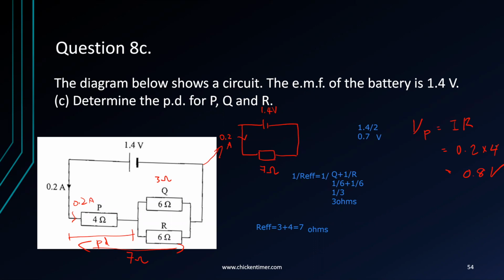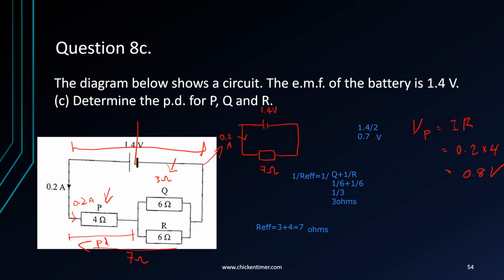Then you can't do 1.4 split into 2, because this resistance and this resistance here are not equal. You get what I mean? You can only do 1.4 divided by 2 if you see that on the left side and the right side, the total resistance is equal. Let's say 4 on the left and 4 on the right, then you can divide by 2. If not, you will have to use V equals IR. Okay, that's the P. Let's go to the other two.